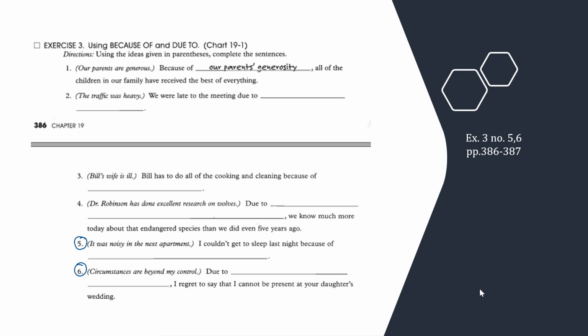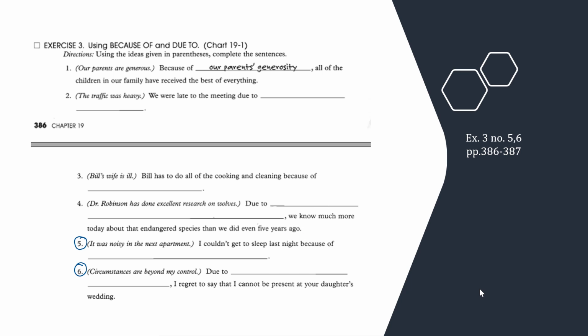Number 1 is the example. Because of blah blah, all of the children in our family have received the best of everything. The idea in parentheses is our parents are generous. Remember, for because of, it must be followed by a phrase, not a clause. After because of must be a phrase. So from the idea our parents are generous, this idea must be changed into a phrase. How to change a clause our parents are generous into a phrase?